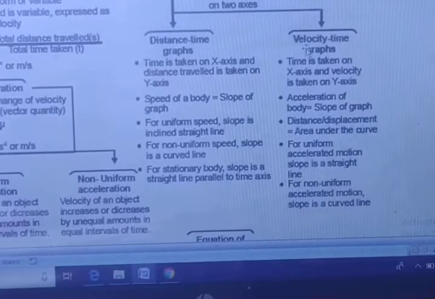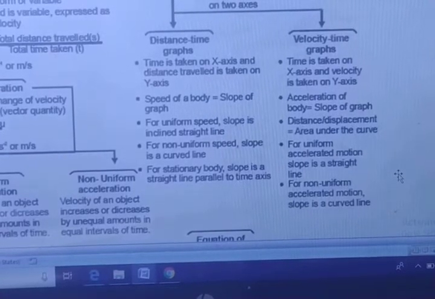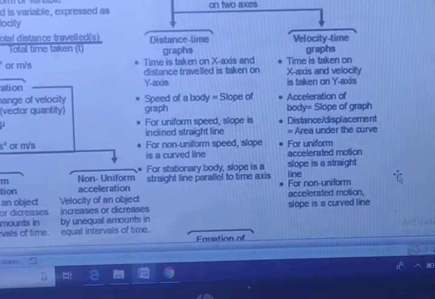What about the velocity-time graph? The time is taken on the x-axis and the velocity is taken on the y-axis. Acceleration of a body is equal to the slope of the graph. Distance, or displacement, is equal to the area under the curve.